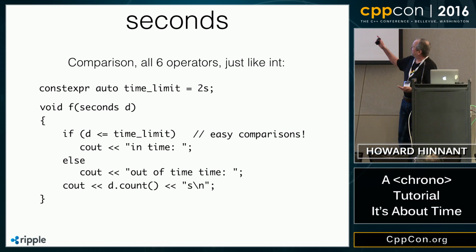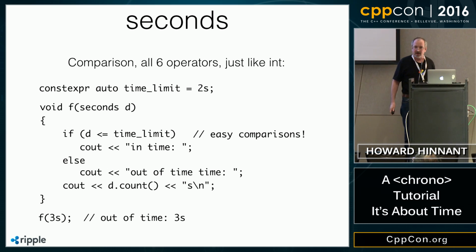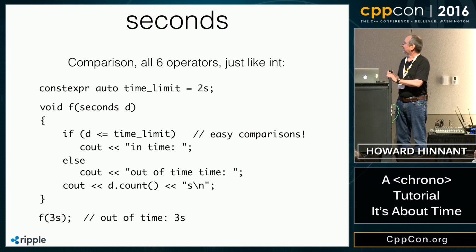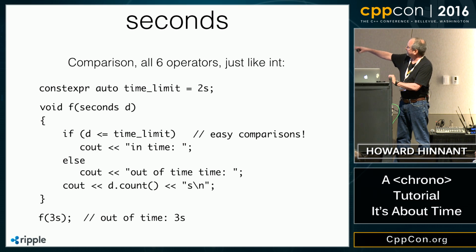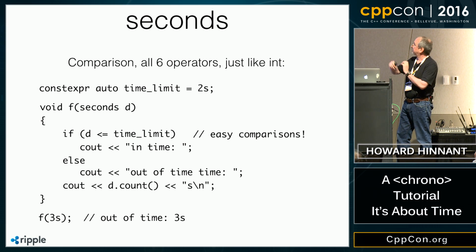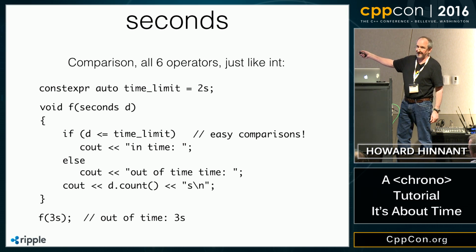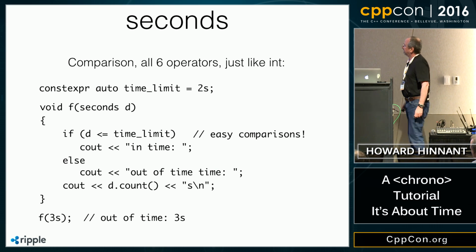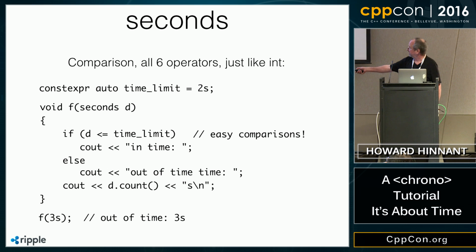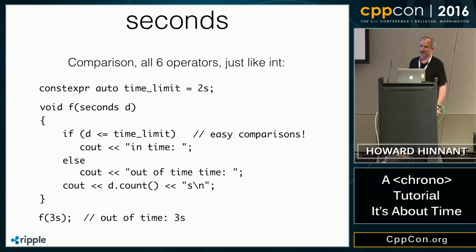Additionally, you've got all 6 of your relational operators: equal, not equal, less than, greater than, et cetera. So here I've written a function, and I've got my argument d, and I'm comparing it to some global or some faraway code called time limit. And you see my time limit also has type seconds because of the s on the end here. So very easy comparisons, things just work. And if we call this like so, then in this example, it would print out of time 3s.